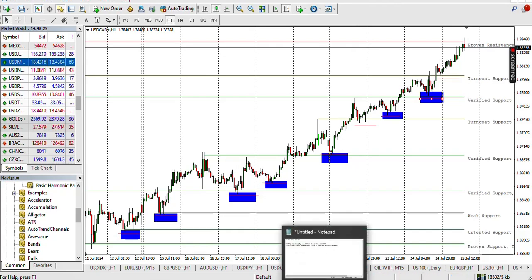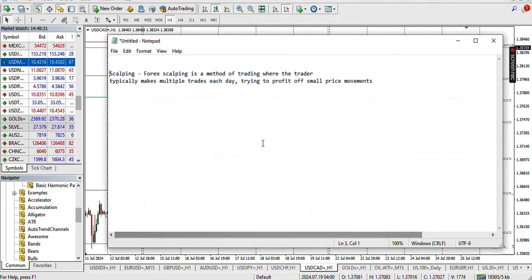So, in this particular episode, we'll be looking at a scalping strategy. What does scalping actually mean in the market? It says here that forex scalping is a method of trading where the trader typically makes multiple trades each day, trying to profit off small price movements. These are the key things about scalping. In fact, the key thing here is making multiple trades per day.